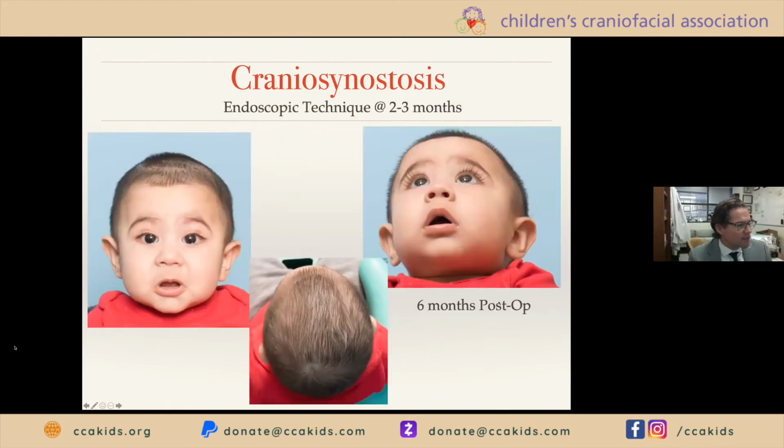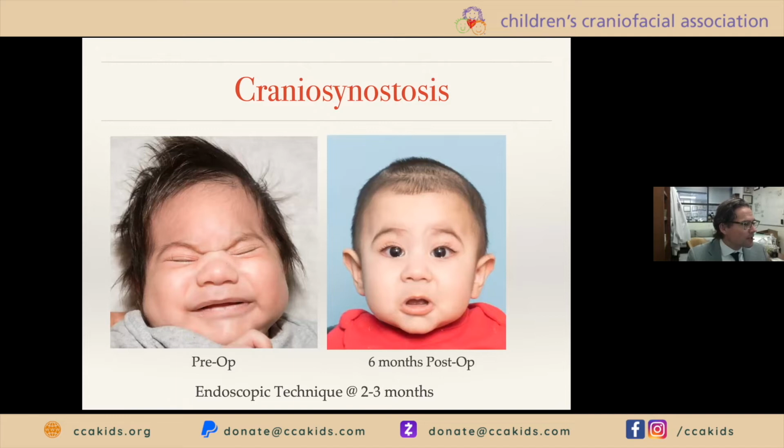And so here he is 6 months post-op. We usually discontinue the helmet at about 4 to 6 months after the operation. And so you can see his forehead has taken a more rounded appearance in the worm's eye view. And he's filled in the defect that we created. And you really can't see much of the incision because it's in the hairline. So here he is pre-op, and here he is 6 months post-op.